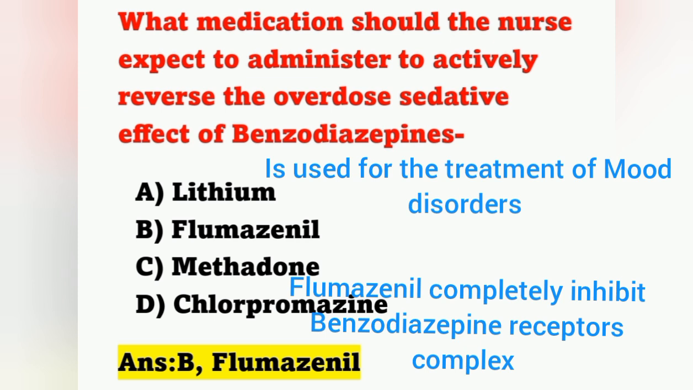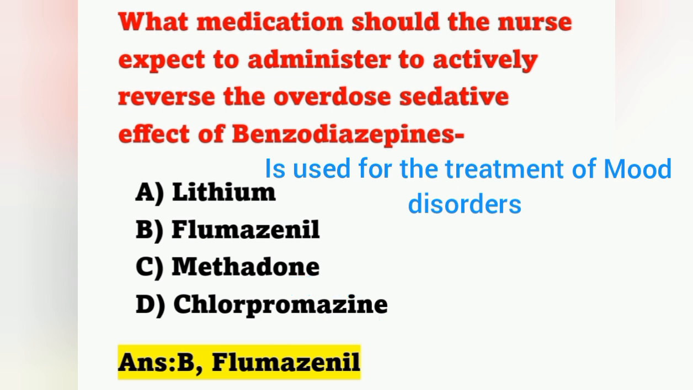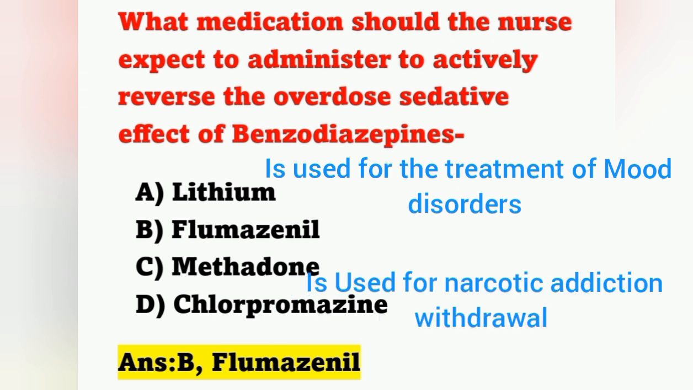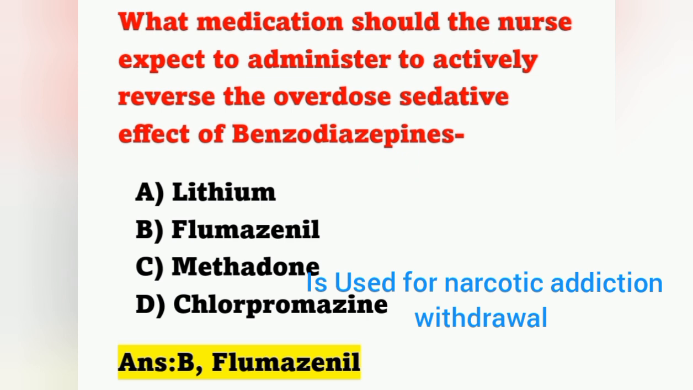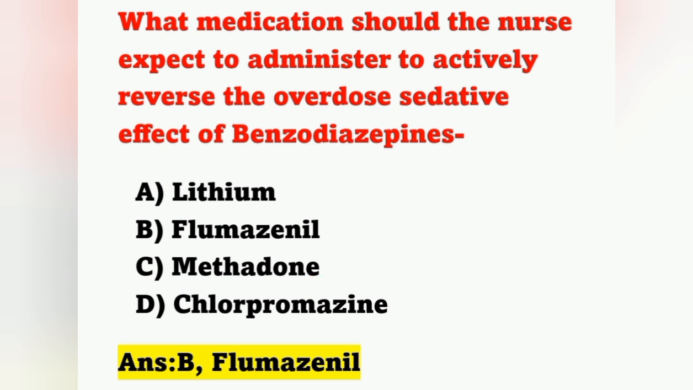First option, lithium, is used for the treatment of mood disorders. Third option, methadone, is used for narcotic addiction withdrawal. And last option, chlorpromazine, is a typical antipsychotic medication.